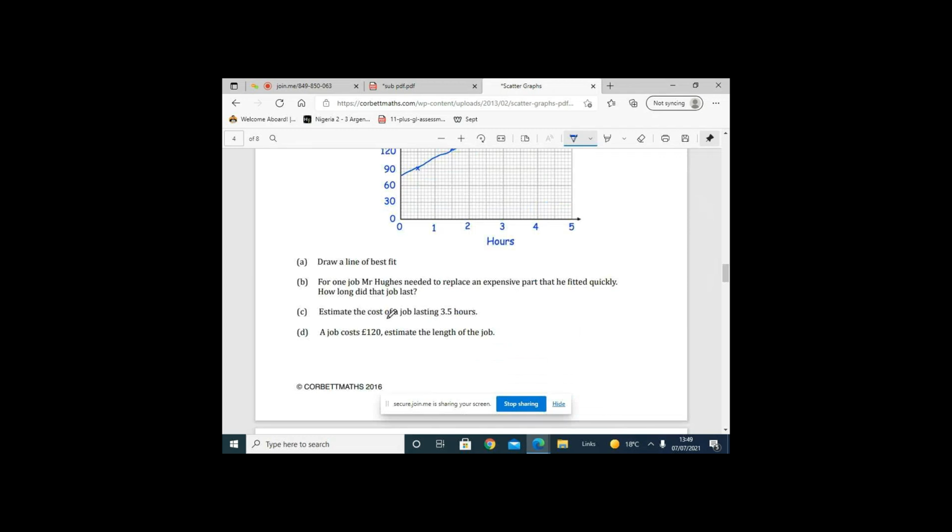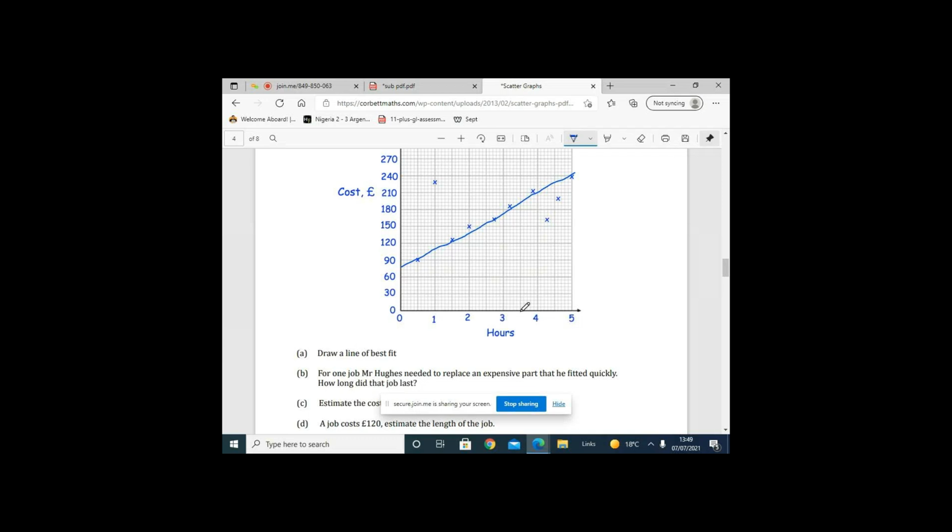So look at this one. Estimate the cost of a job lasting for 3.5 hours. You go here, this 3.5. Then you go up. Then you trace it to this place. So it should be around 200 pounds.